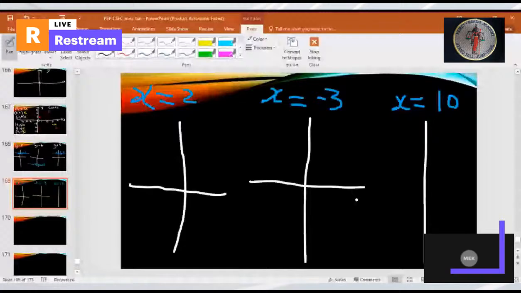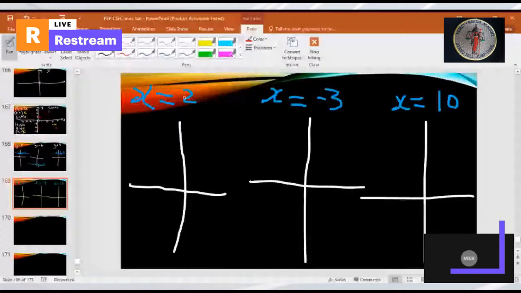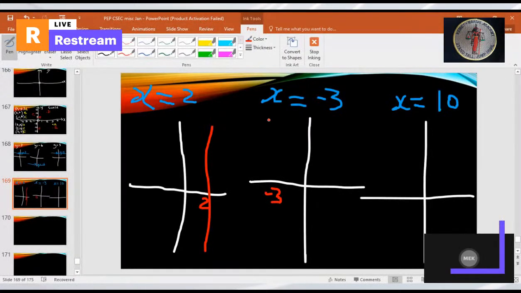So for the line x equals 2, find where 2 is. Let's say 2 is here on the x-axis. The line would go straight up and down through that point. For x equals -3, -3 would be on the left side, so that line would run straight through that point. For x equals 10, where 10 is, straight through.